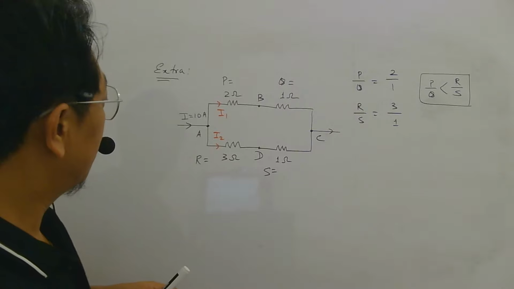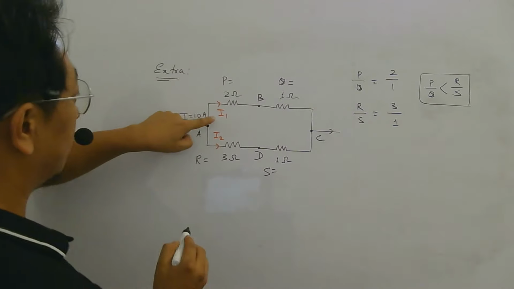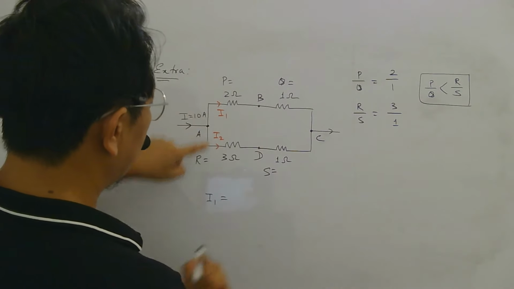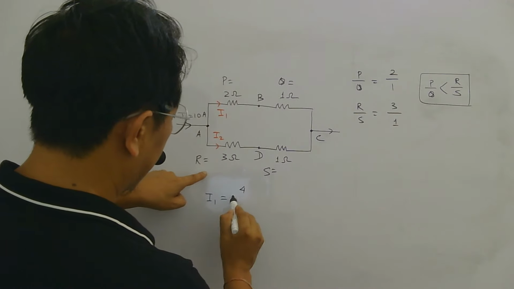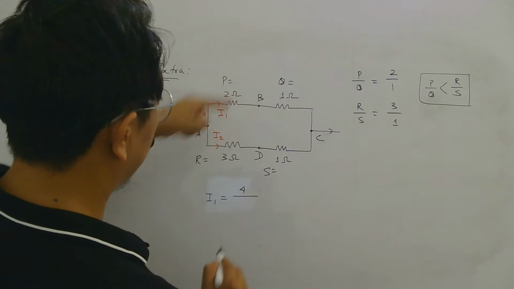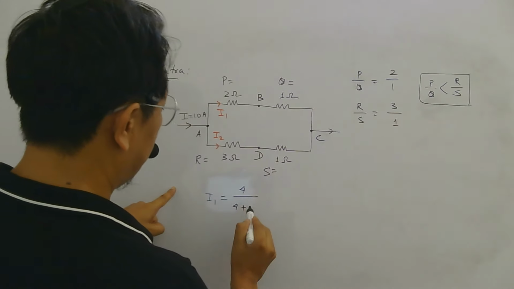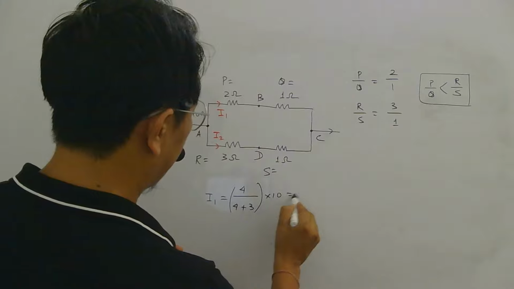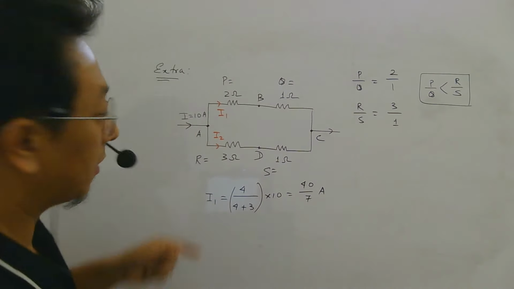Okay. So how to find these two currents? We can use the branch rule. The current in the upper branch will be the resistance of the lower branch, which is 4, divided by the sum of resistances, which is 4 plus 3, into the main current, which is 10. So 40 by 7 amperes. That is the current here.